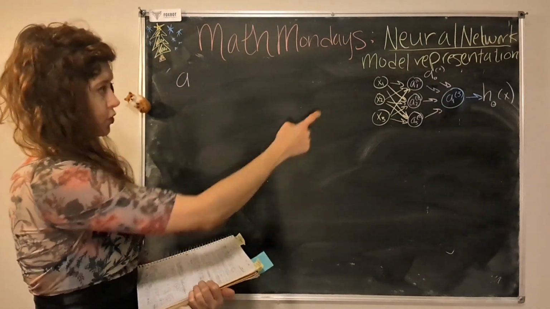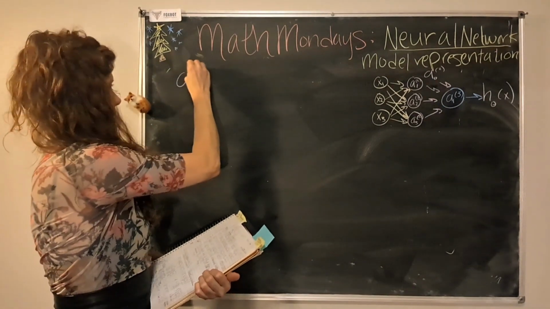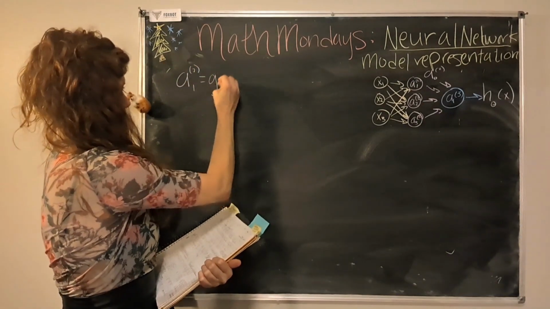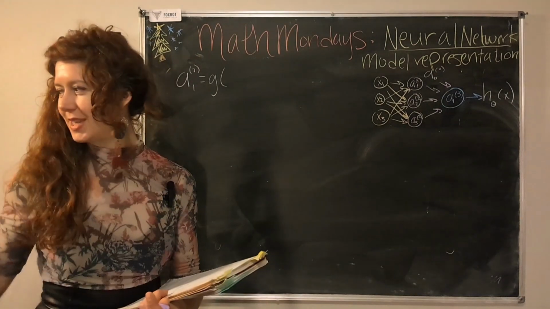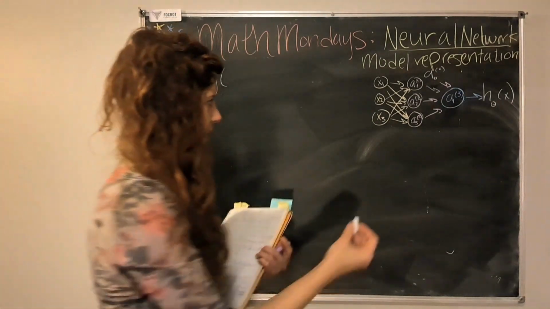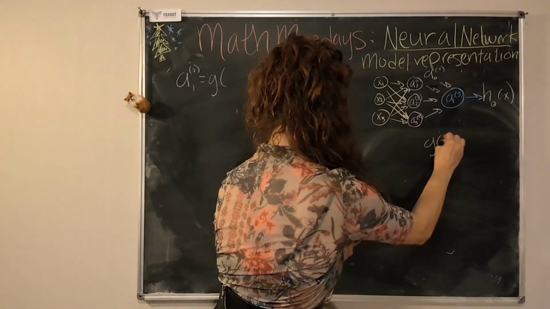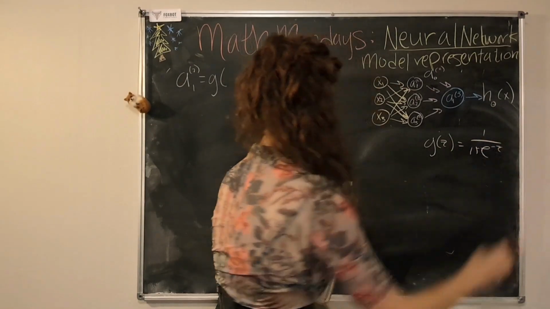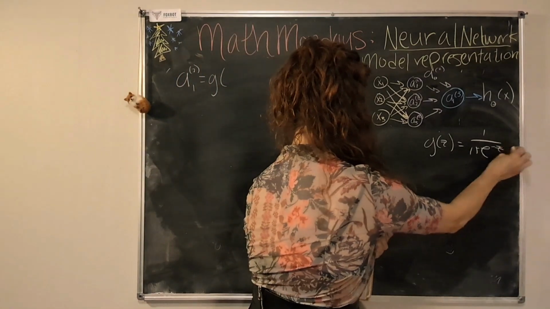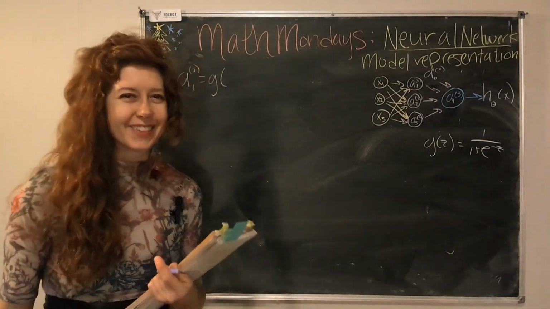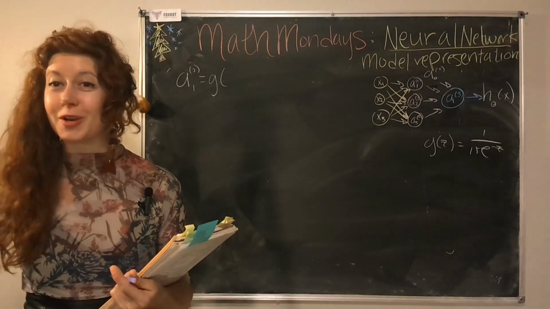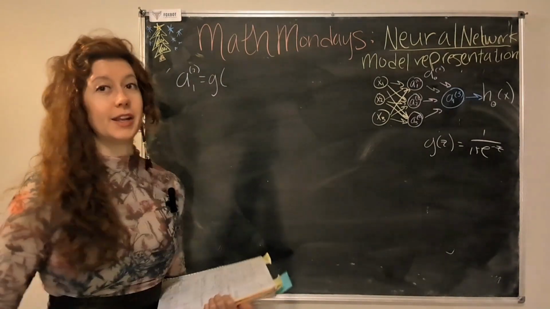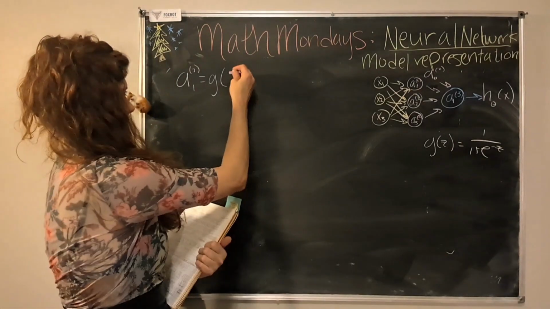So our first node, A1 in layer 2, is going to equal our sigmoid function, G. Hey, do you remember the sigmoid function? We're going to do a quick aside. So G of Z equals 1 over 1 plus e to the negative Z. Oops, that looks like a 2. Got to add that. Okay, e to the negative Z. Cool. This is going to be very important. It'll keep popping up.